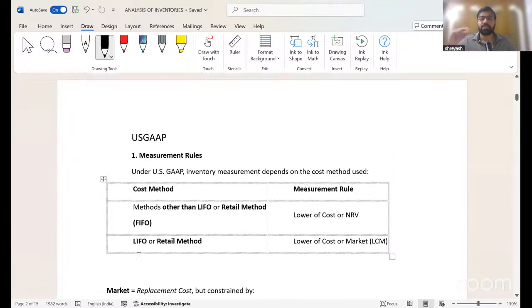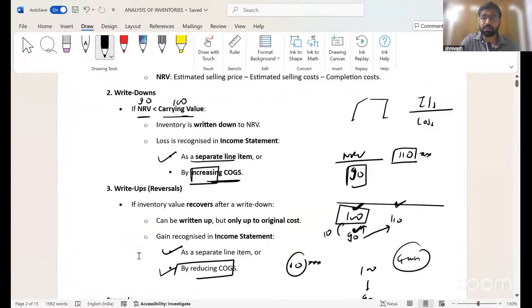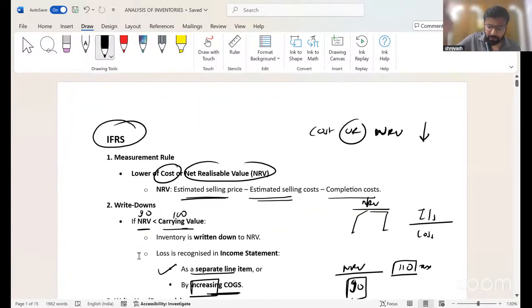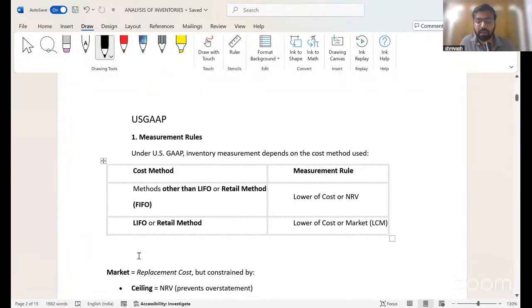All right, now let's come to how do you measure inventory in US GAAP? What were we talking about, sir? We were talking about measurement of inventory. We spoke about IFRS already. Now let us talk about US GAAP. How does US GAAP function? Let us start talking about that. All right, let's get started. Now, US GAAP can be tricky, right? You have to be very careful how you measure inventory in US GAAP.